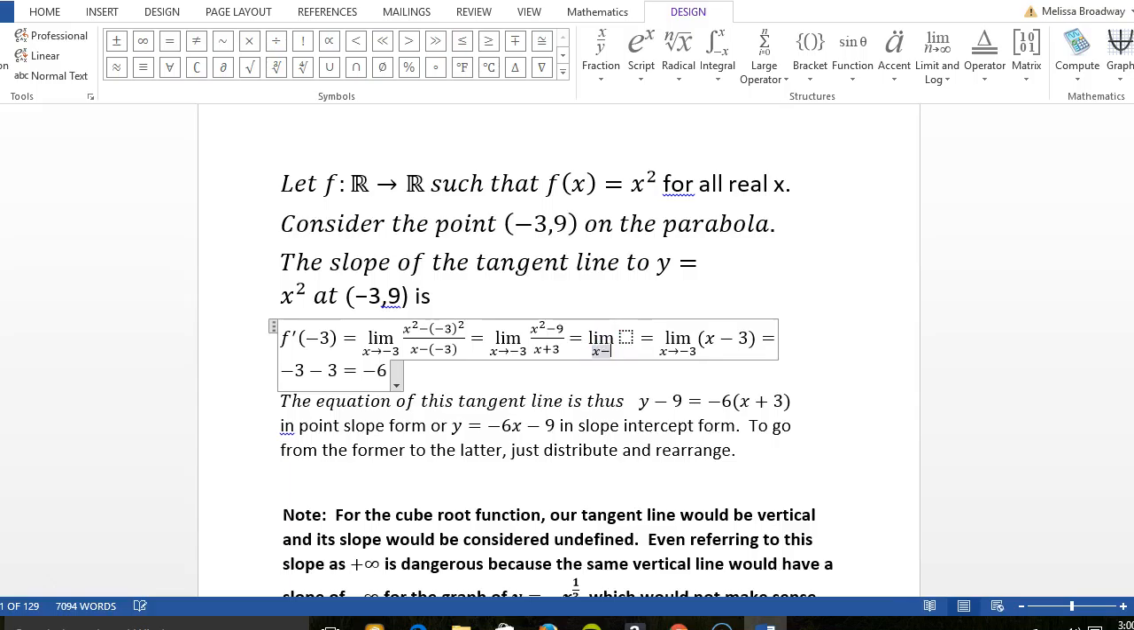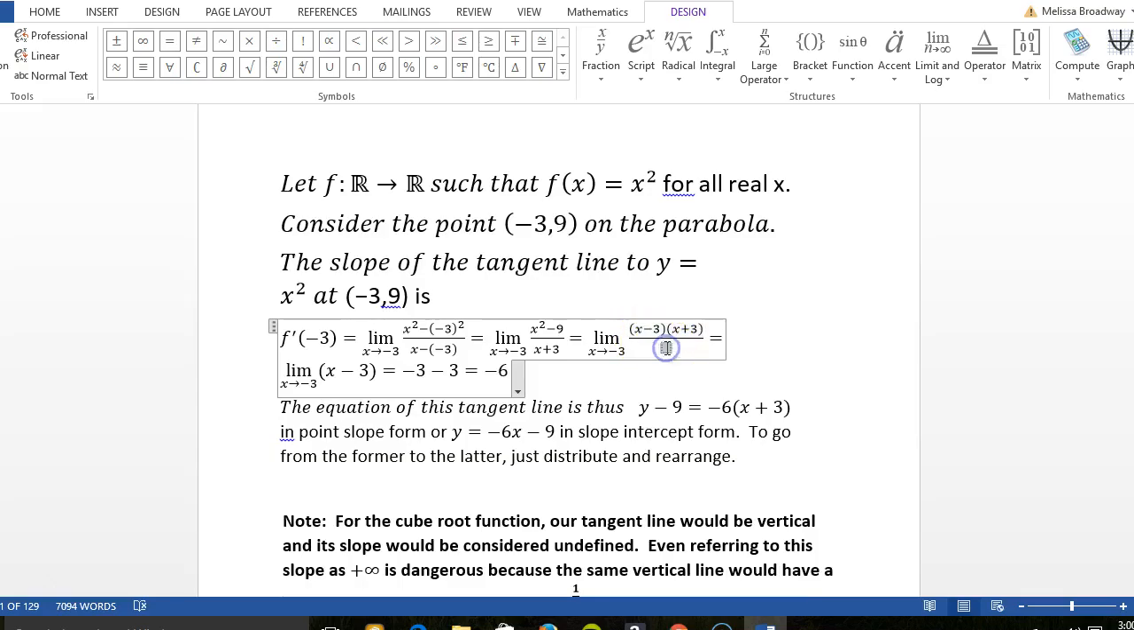So x goes to negative 3, and then I'd have x minus 3, x plus 3. Sorry for the pause, let me just get this typed. It's bothering me not having that there. That's the difference of squares factor step. And then the golden goose.